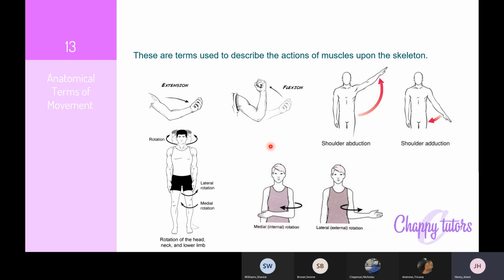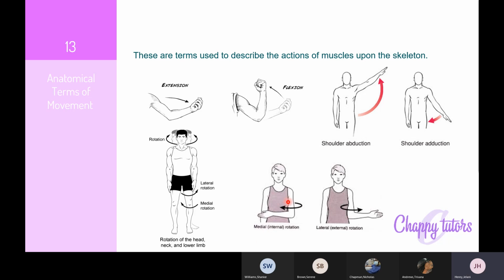Next, we have lateral and medial rotation, right? Lateral rotation refers to rotating a part of the body away from the midline, right? And medial is the opposite. That means rotating towards the midline. These two diagrams have lateral and medial rotation. Lateral rotation of the lower limb, the foot is pointed away from the midline, right? The midline of the body. And medial will be the opposite. The foot will be pointing towards the midline of the body.